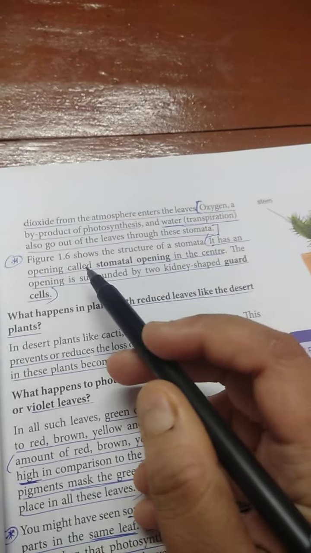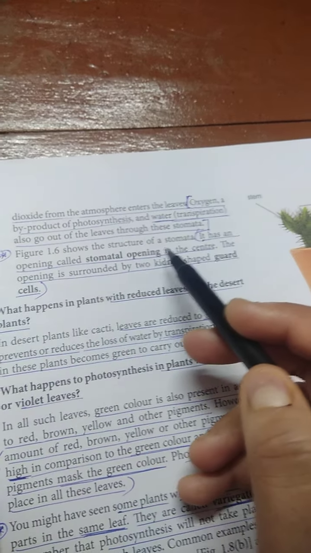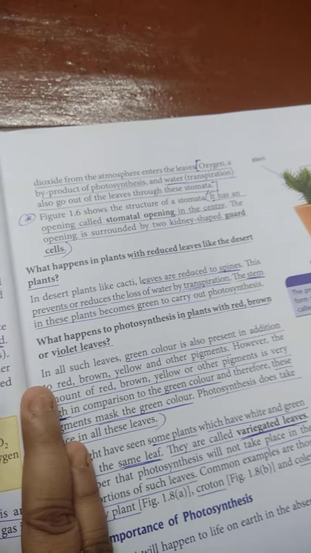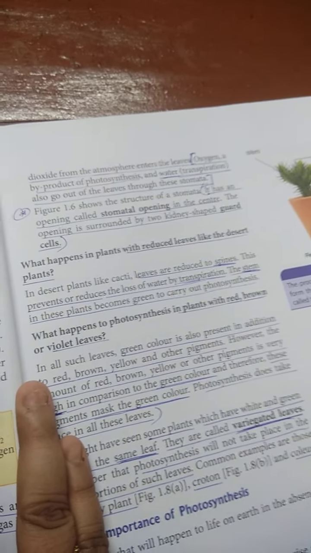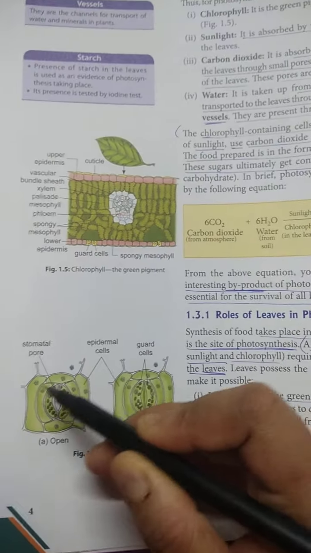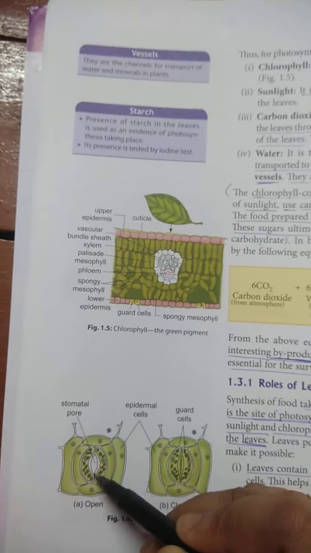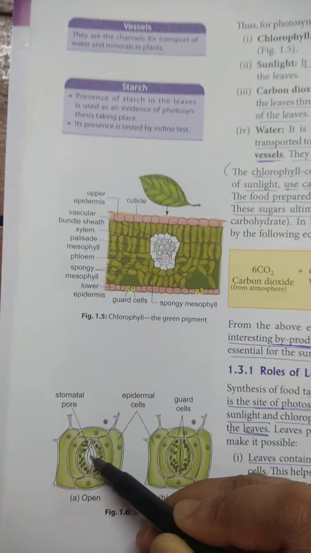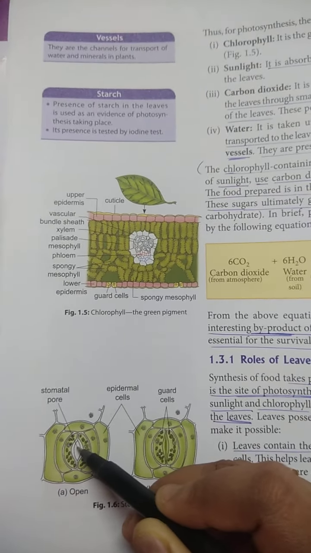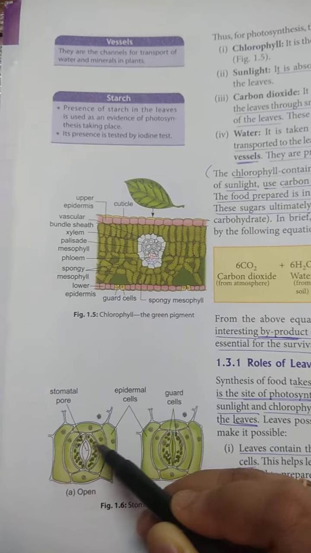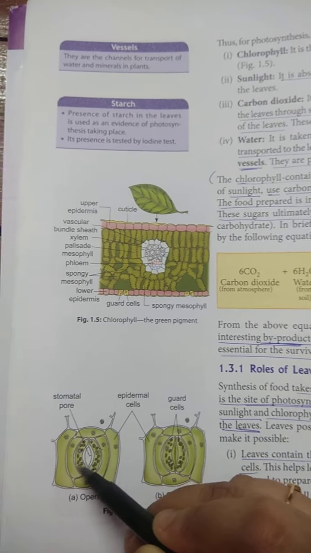And the next is figure 1.6, which shows the structure of stomata. It has an opening called the stomatal opening in the center. The opening is surrounded by two kidney-shaped guard cells. So look at this picture. This is a picture of a stomata. The vacant portion between is called the stomatal opening. And this stomatal opening is guarded by two bean-shaped or kidney-shaped cells. These cells are called guard cells.